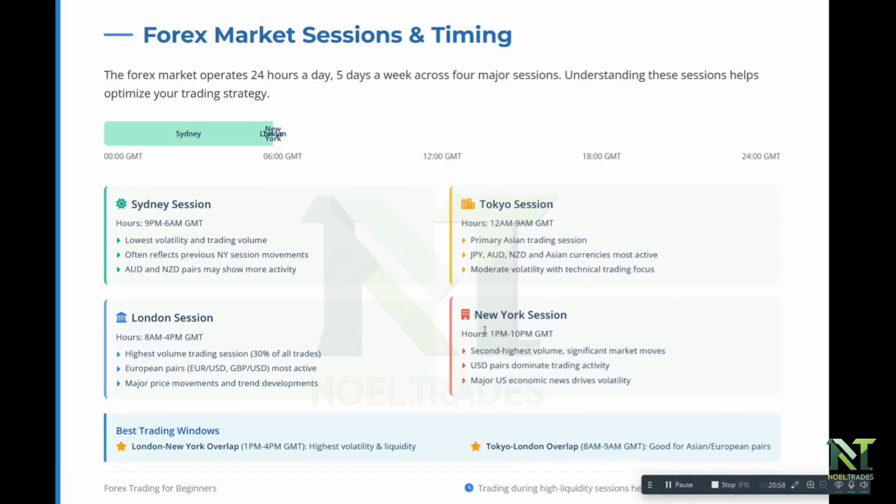Then we have the New York session. The New York session is the second highest volume and has significant market moves. USD pairs dominate the trading activity. Major US economic news drives the volatility.